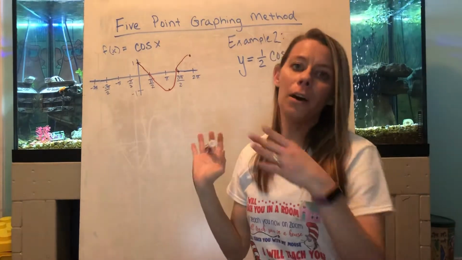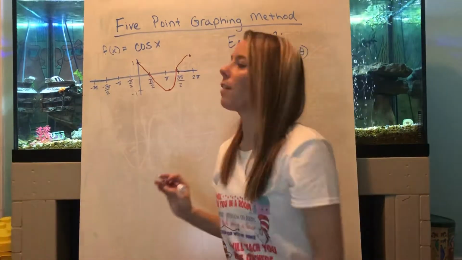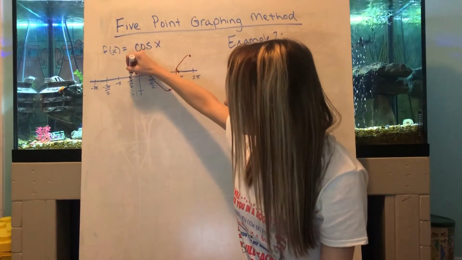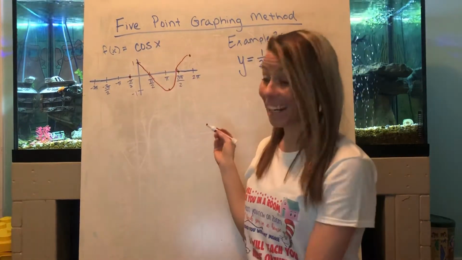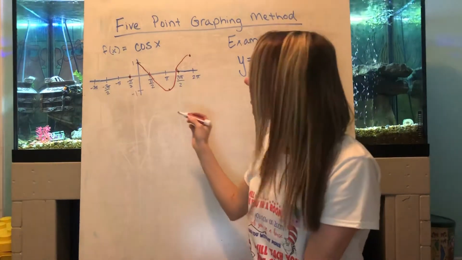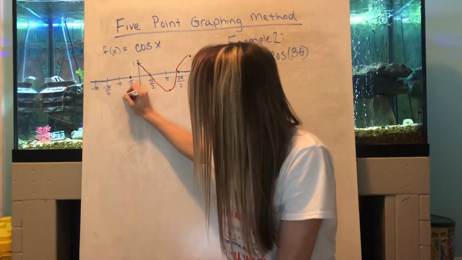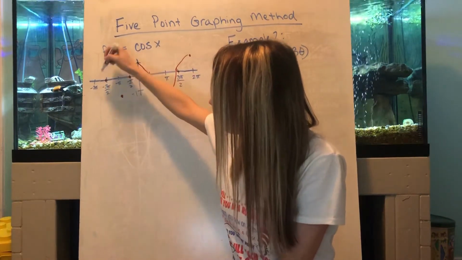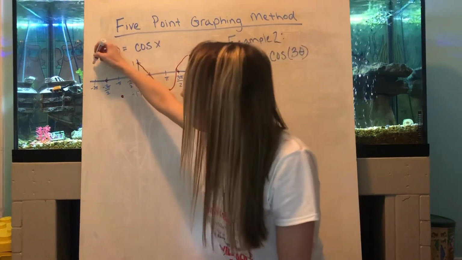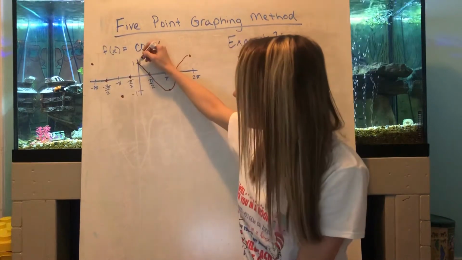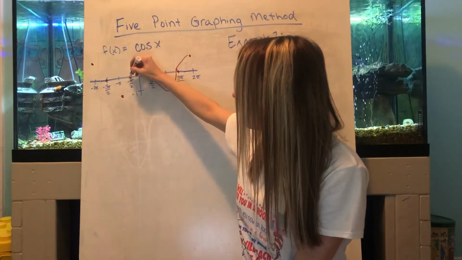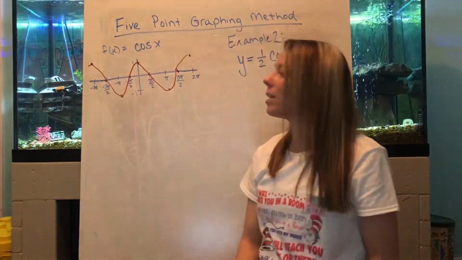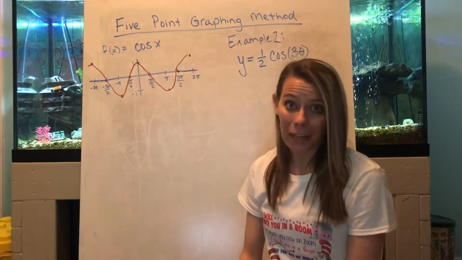But I want you to go the other way too, remember 5 points the other way. So this is going to be 0 at negative pi over 2, and then -1 at negative pi, 0 at -3 pi over 2, and 1 at -2 pi. And so there is my cosine wave.